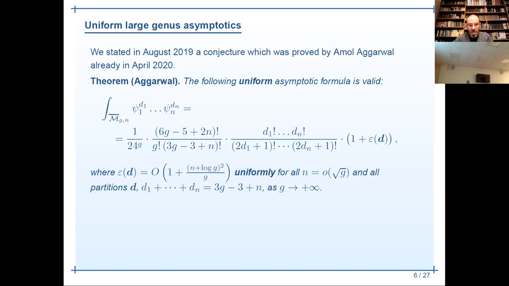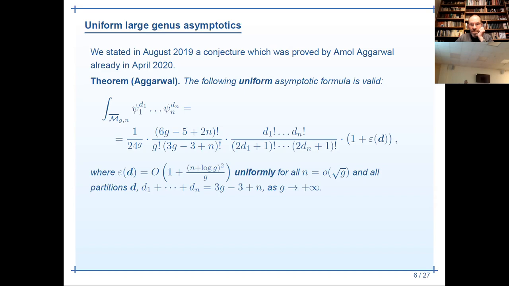So this is not a theorem. This is just the definition of what is epsilon. And the theorem says that this epsilon becomes uniformly small as soon as genus becomes large and n not too large. So when you make genus grow, n is allowed to grow, but not faster than square root of g, it should grow slower than square root of g. For example, for any bounded n, this works perfectly well.